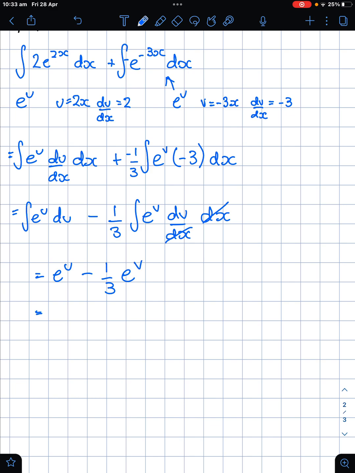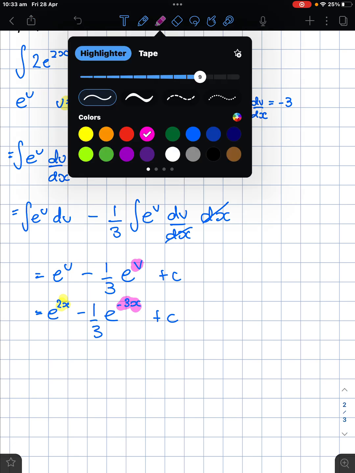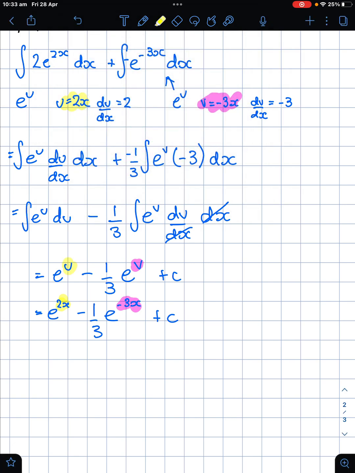I can then sub my values back in. U was up here, was 2x, so that's going to give me 2x here, minus 1 over 3 e to the v, which is negative 3x plus c. Let's find a different colour for that. Maybe that one. And I'll put that there as well. Cool. All right, that one's all done.